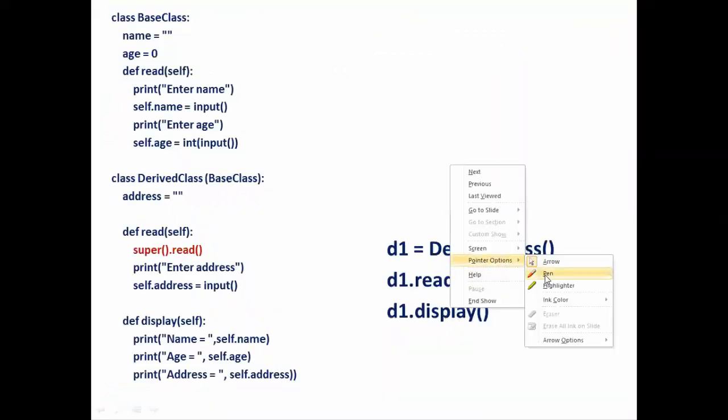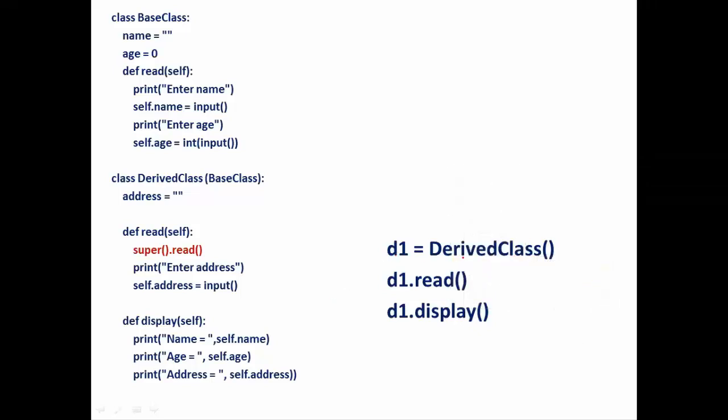Now what is happening here? See, observe. Now D1 is an object of this derived class. So when I write D1.read, what does this actually do? Because of overriding, it will call the read method of its own class. But within this read method, I've written super.read. So this derived class is derived from this base class, so it will call the read method of the base class over here.